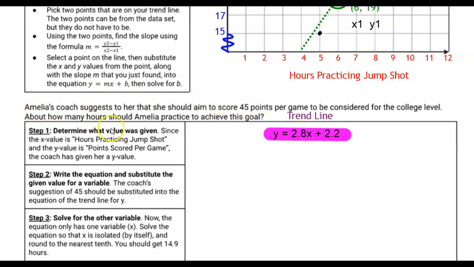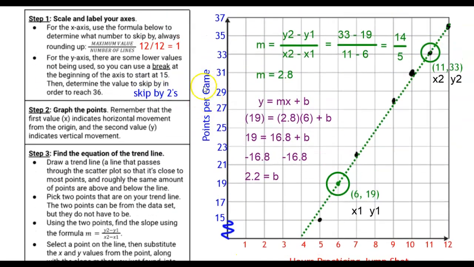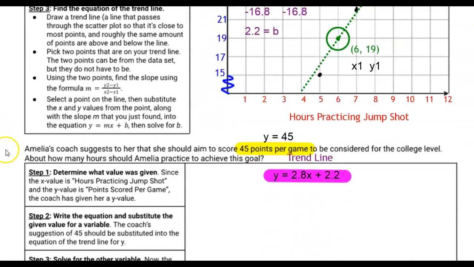Amelia's coach suggests that she should aim for 45 points per game. How many hours should Amelia practice to achieve this goal? So it does say 45 points per game here. It seems to me that they're telling us that the value of y, which remember, if you look back at your graph, points per game is the y values, the value of y is going to be equal to 45. So I'm going to take this number, substitute it into my trend line, and then it says about how many hours should you practice.